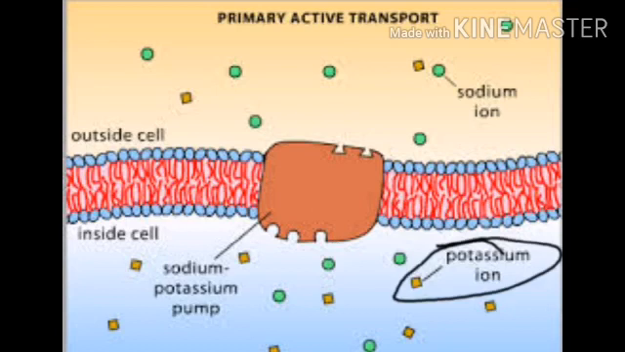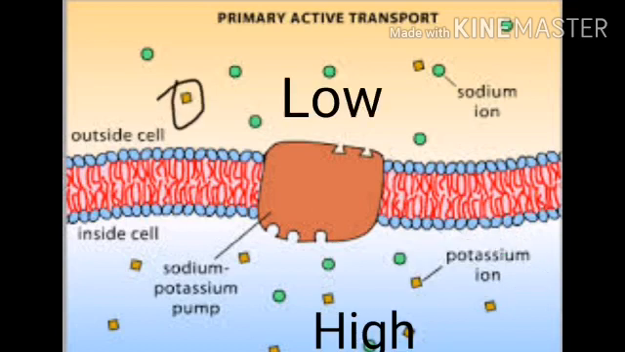Likewise, you can see potassium ions are high inside the cell and potassium concentration is low outside the cell. So if potassium wants to come inside against the concentration gradient, it requires energy.